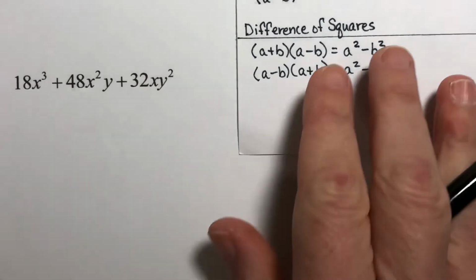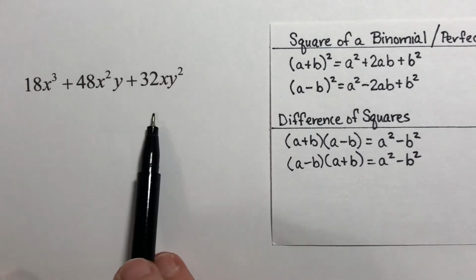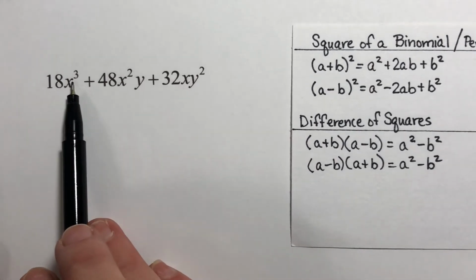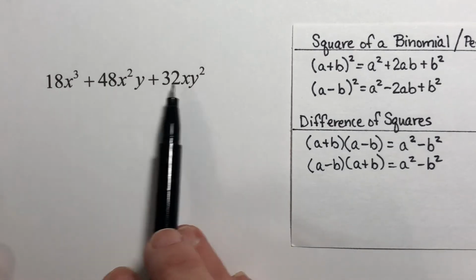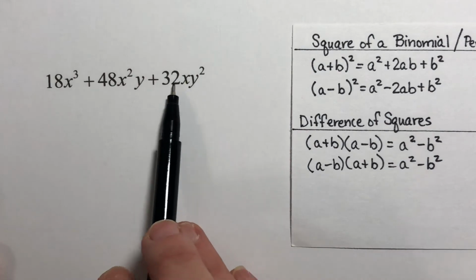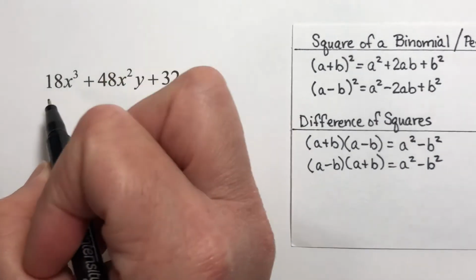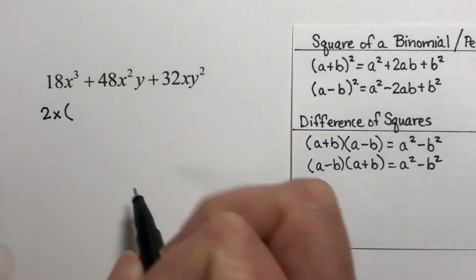Okay, our last problem. I have a big clue that I probably can factor something out because I have a cube. Okay, and if you look, you do have an x in each one, so we will be able to factor out at minimum an x. These are all even numbers, so I can also factor out a 2. So factor out a 2x and see what we have.